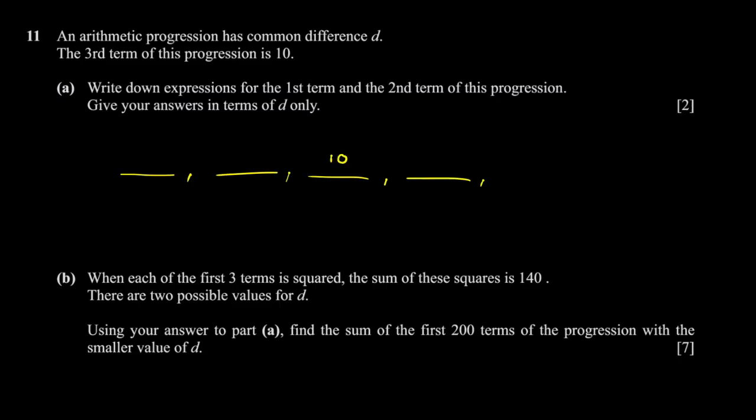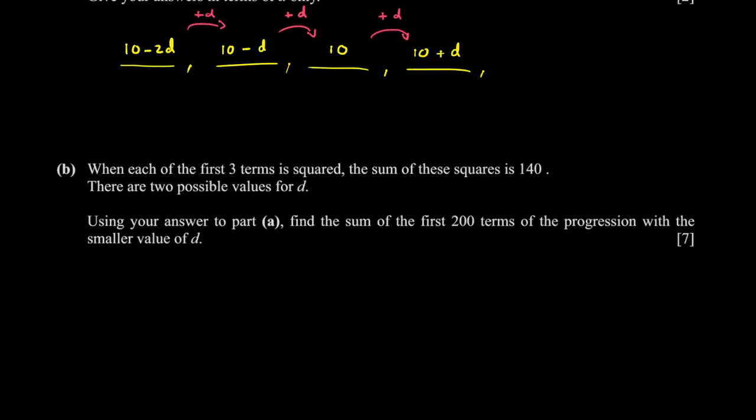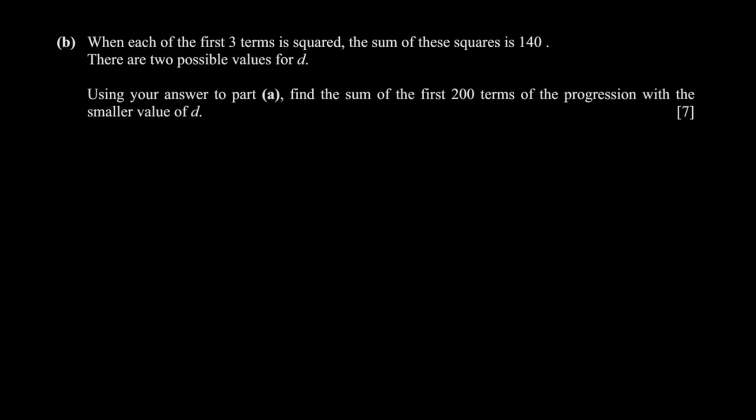And in an arithmetic progression, we're always adding the common difference. So if I want to go from any term to the next term, I've got to add d. So the next term here would be 10 plus d. But similarly, if I was to go the other way, then I'd have to subtract d. So this would be 10 minus d, and this would be 10 minus 2d. Because the whole principle of the arithmetic progression is that to get to the next term, I'm always adding that common difference d. So I think that should be fairly straightforward. Next, part B: when each of the first three terms is squared, the sum of these squares is 140.